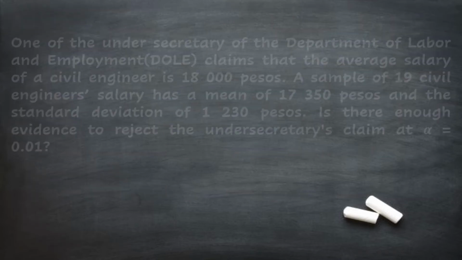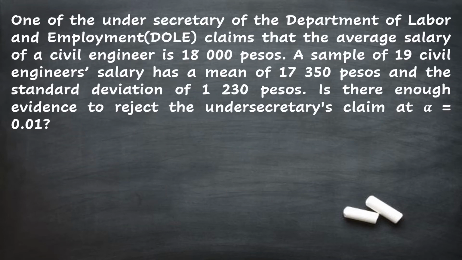Problem: one of the Undersecretary of the Department of Labor and Employment, or DOLE, claims that the average salary of a civil engineer is 18,000 pesos. A sample of 19 civil engineers' salary has a mean of 17,350 pesos and a standard deviation of 1,230 pesos. Is there enough evidence to reject the Undersecretary's claim at an alpha equal to 0.01?